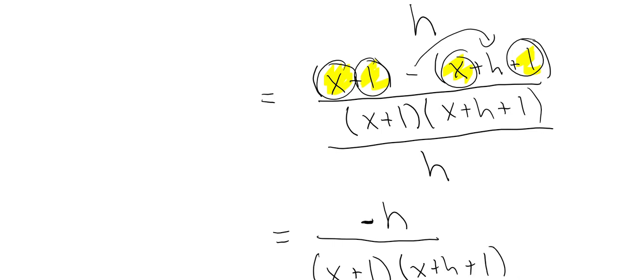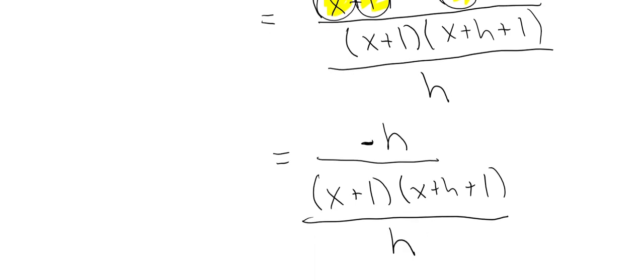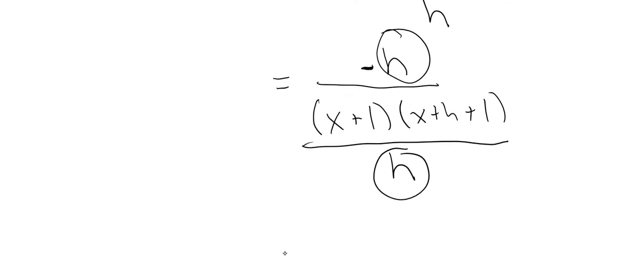all over h. And the good news is, these h's will also cancel each other out. And so finally, we're left with negative 1 over x plus 1, x plus h plus 1 is our final answer.